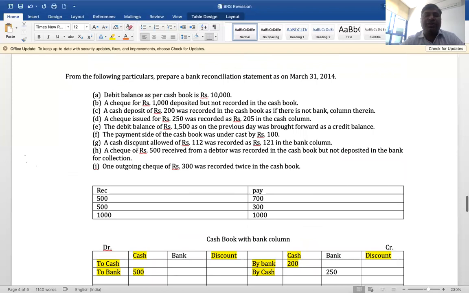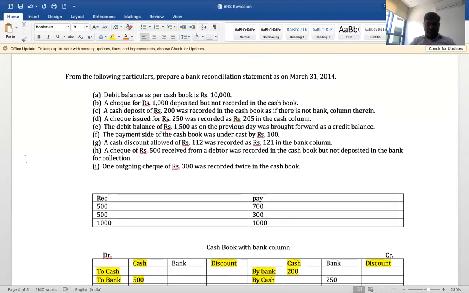Debit balance of 1500 as on the previous day was brought forward as a credit balance. What shall we write? Debit balance of 1500 on the previous day was brought forward as a credit balance. So we should credit in the, so we should, sir, I think calculate this.